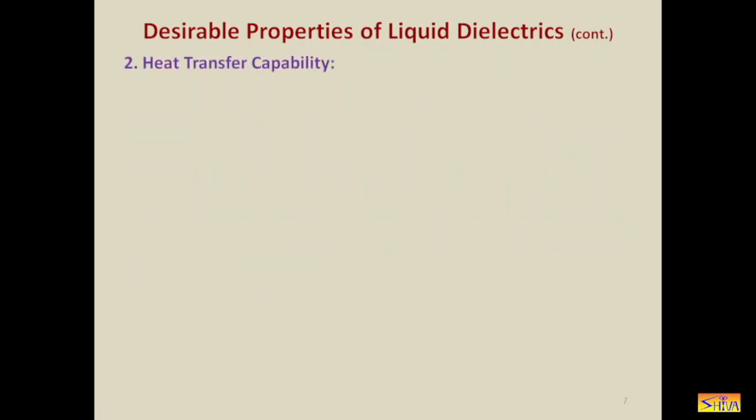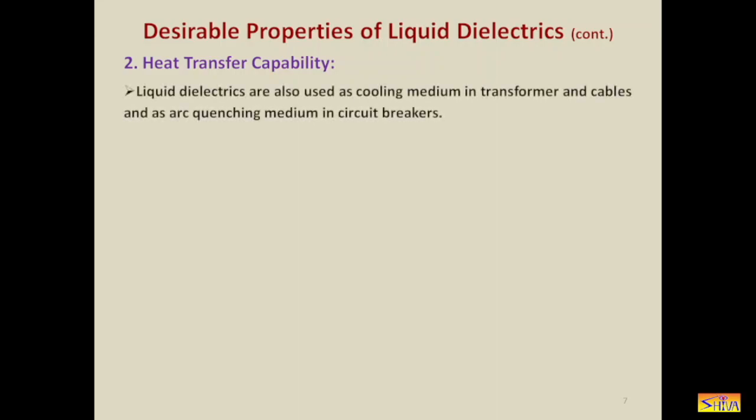So those were the electrical properties, that is dielectric strength, permittivity, insulation resistance and loss factor. The next property is heat transfer capability. Liquid dielectrics are also used as a cooling medium in transformers and cables and as an arc quenching medium in circuit breakers. Therefore, they should have good heat transfer capability, that is thermal conductivity.